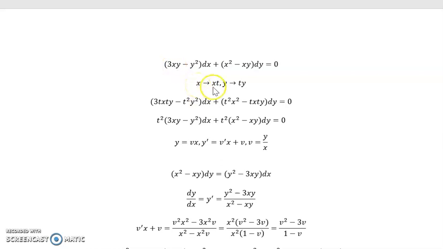everywhere there's an x for tx, and every place there is a y for ty. And when we do that, 3xy becomes 3tx ty, and y squared becomes t squared y squared, and x squared is t squared x squared, and xy is tx ty. And we can factor out t squared out of every single one of these terms. And we can see that after we factor t squared out all the way, there are no t's left over. And so this tells us that this problem is in fact solvable by using this substitution for homogeneous problems.